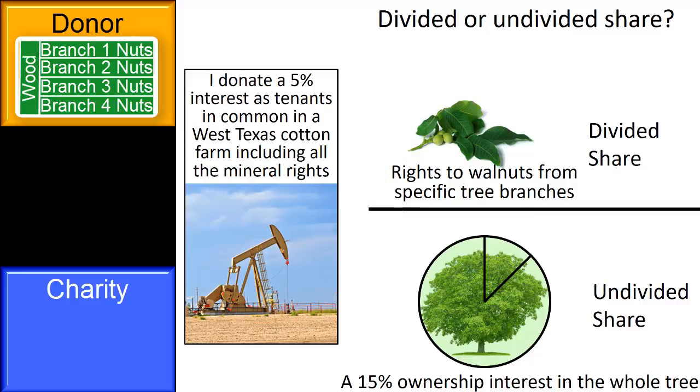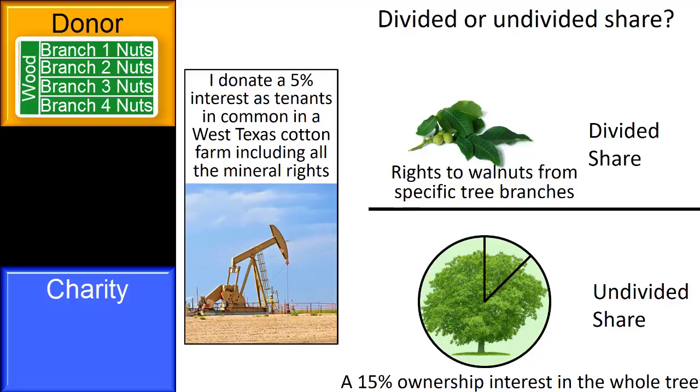Suppose, however, a donor gives a 5% ownership interest as tenants in common in a West Texas cotton farm, including all mineral rights. The tenants in common ownership form differs from the joint tenants ownership form in that if one of the joint tenants dies, the remaining joint tenants receive the deceased tenant's ownership share, whereas if one tenant in common dies, the other tenants in common have no automatic inheritance rights.